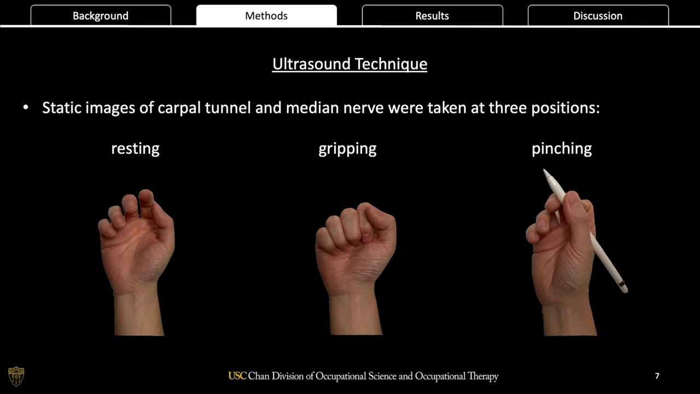To capture the median nerve during pinching, participants held a pen in their hand as if they were to write. Static images were obtained in both resting and pinching positions, and dynamic cine clips were recorded while the participant completed the gripping motion, each lasting about 6 seconds.